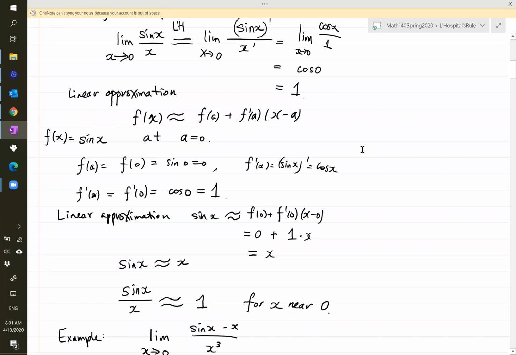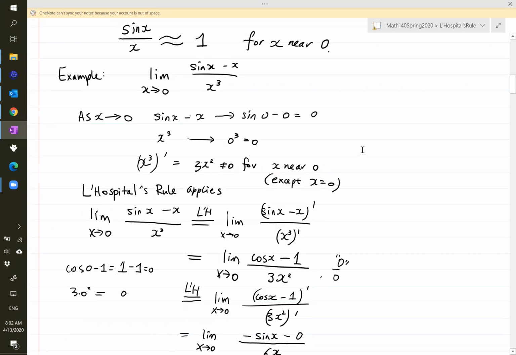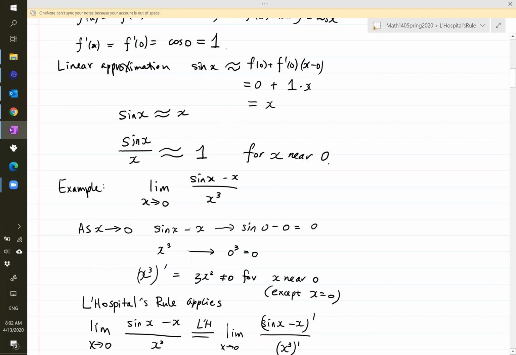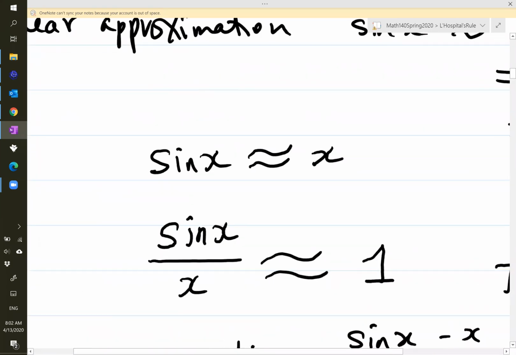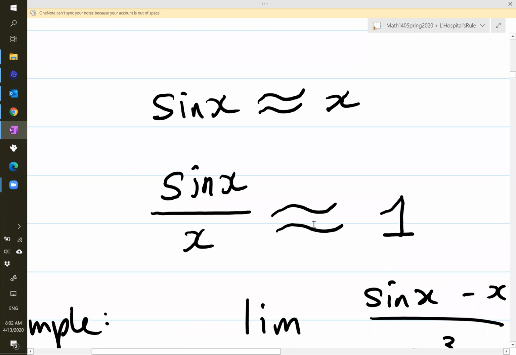And L'Hopital's rule is related to linear approximation. It turns out we can apply L'Hopital's rule to get higher order information, and sometimes get a better approximation than just linear approximation. For instance, if we use linear approximation to sine x at 0, we get that sine x is approximated by x. This comes from the limit of sine x over x being 1.